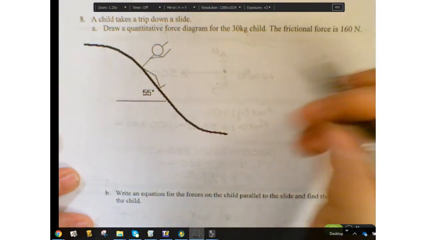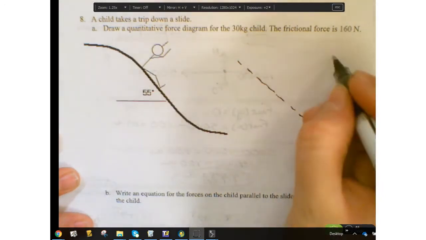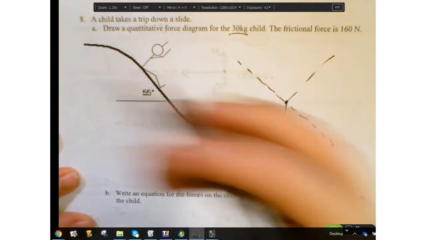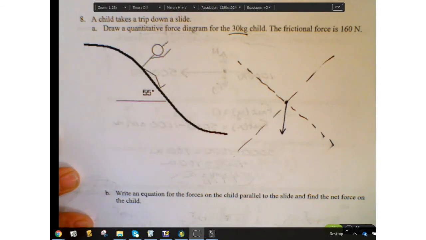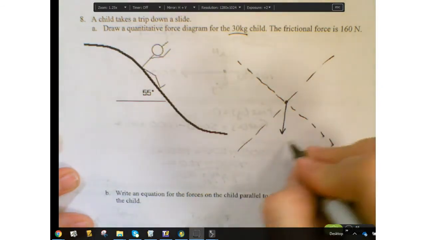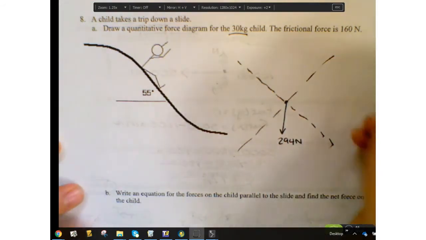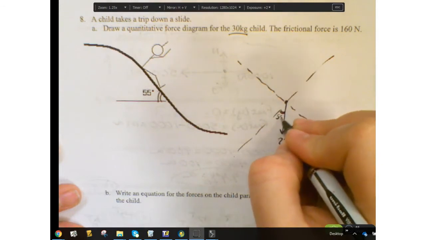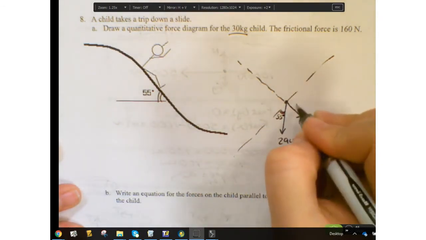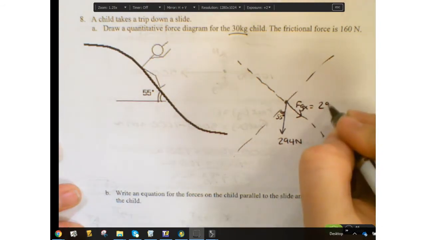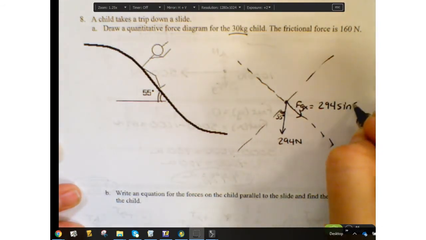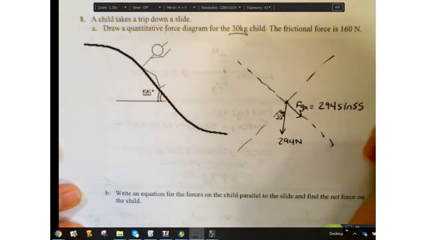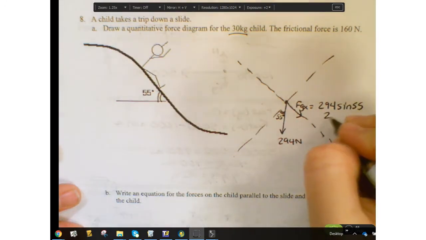Okay, here for number 8 it says draw a quantitative free body diagram. So I'm going to start by tilting my axis. Now I'm going to have a force of gravity. Since it's 30 kilograms, my force of gravity is going to be 294 newtons. If this angle is 55, that means that this angle is 55 degrees. So my FGX is going to equal 294 times the sine of 55 degrees, and that equals 241 newtons.